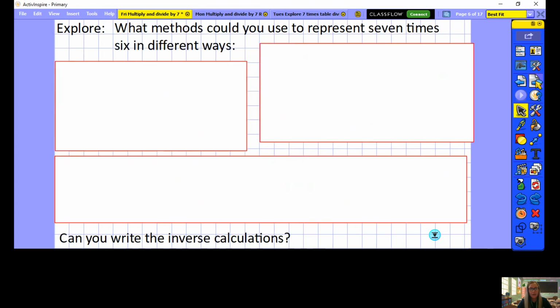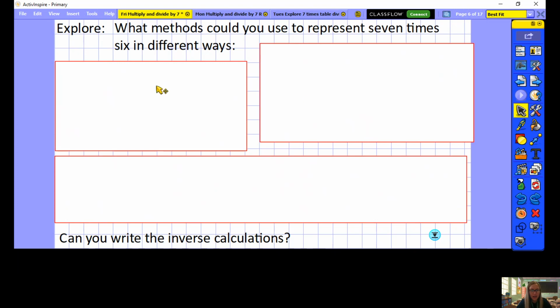So I want you to now have a go. What methods could you use to represent 7 times 6 in different ways? So the calculation is 7 times 6. I want you to pause the video while you represent that in different ways. So think about, again, use an array, maybe a pictorial method, and a bar model if you can. So if you're 7 times 6, off you go.